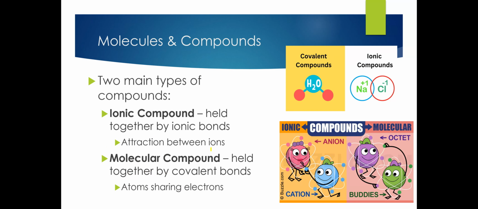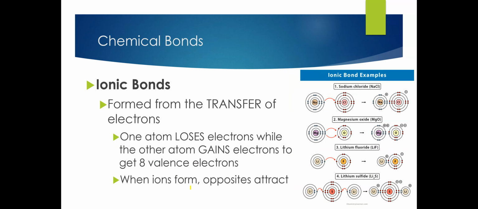Now, there's two main ways that compounds can form, two different types. We have ionic compounds, which are going to form by ionic bonds, which involve ions. So that should be kind of easy to remember. And then we have molecular compounds, which are going to form by covalent bonds. And covalent bonds involve a sharing of electrons. And so now we're going to take a look at these bonds in a little more detail, okay?